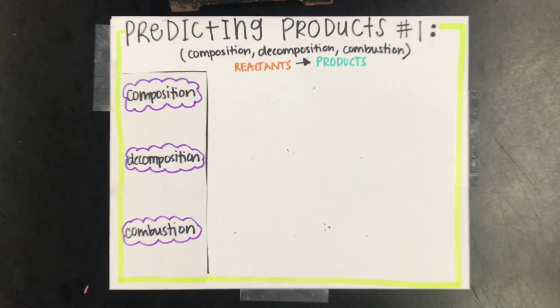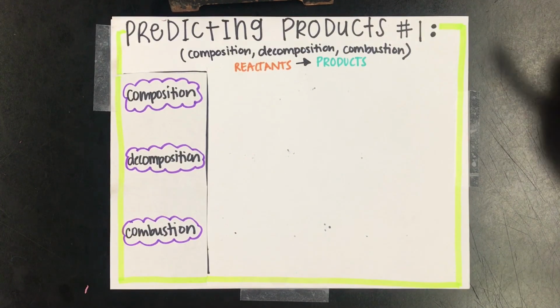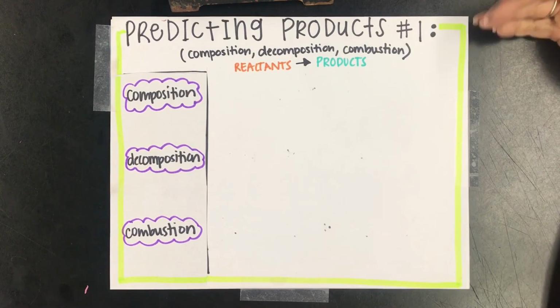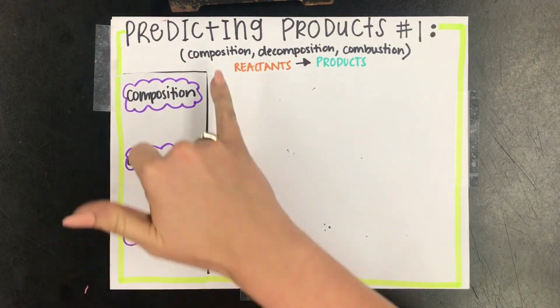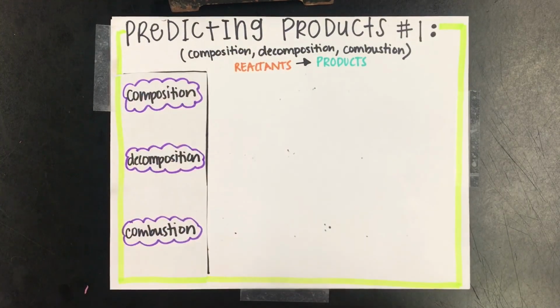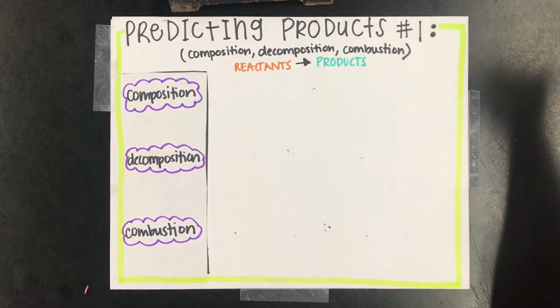Alright, so this is Predicting Products Volume 1, because in this video, we're only going to look at simple binary composition and decomposition, and we'll also take a look at combustion.